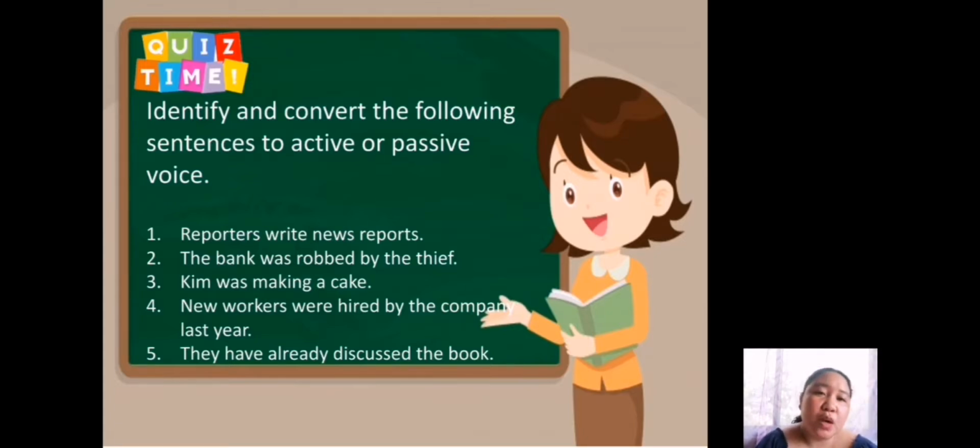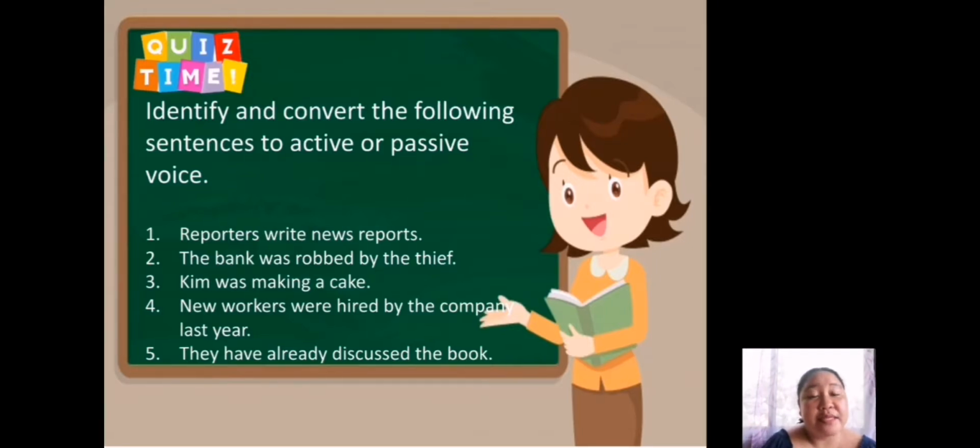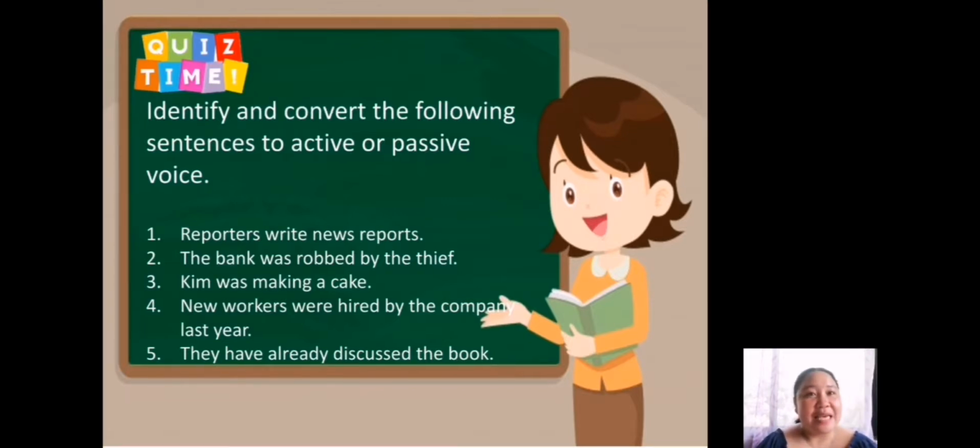The first one: the reporters write news reports. Number 2: the bank was robbed by the thief. Number 3: Kim was making a cake. Number 4: new workers were hired by the company last year. Number 5: they have already discussed the book. You can always pause the video while answering and then play it back after you have finished the work. I think you are now ready.